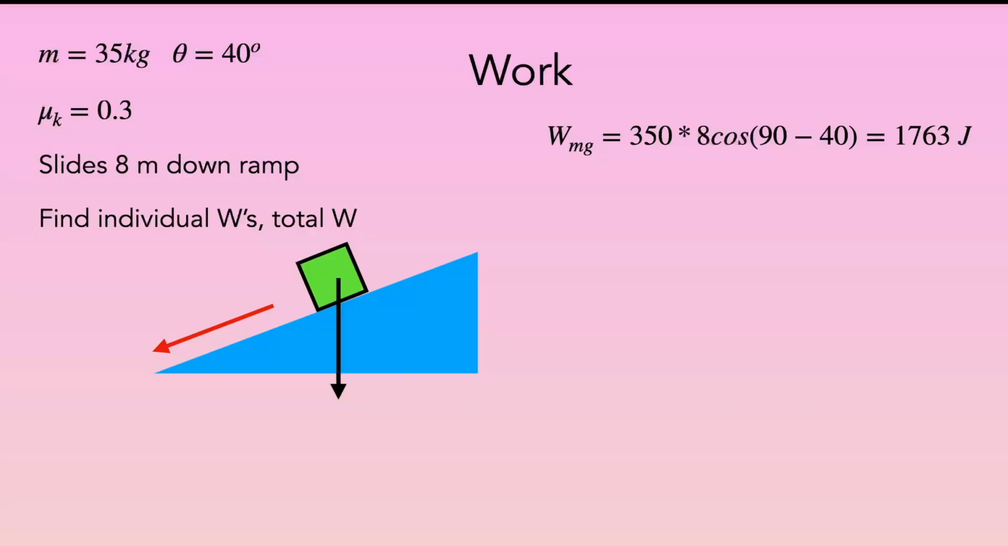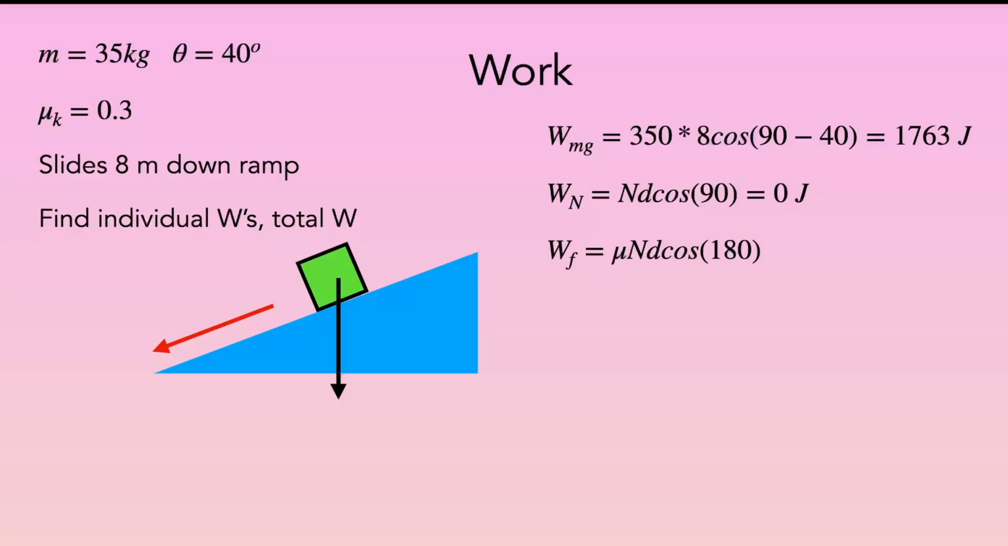Okay, because you have a right triangle there. If the ramp angle is 40 degrees, the angle between those two vectors ends up being the complement of that, which is 50 degrees. So the work done by mg is 1763 joules. Gravity is putting energy into the system by making it go faster down the ramp. Work done by the normal force, normal is perpendicular to the surface. That's going to be at an angle of 90 degrees, so there's no work done by the normal force.